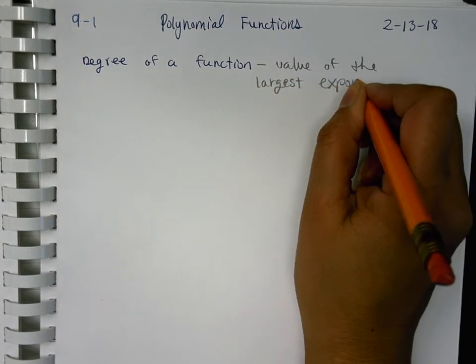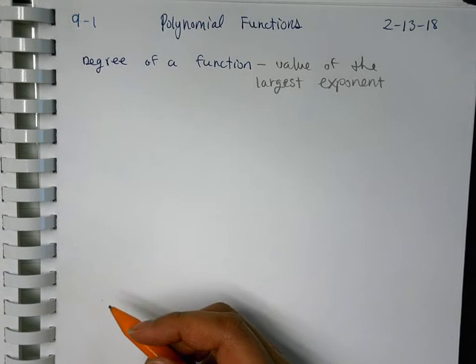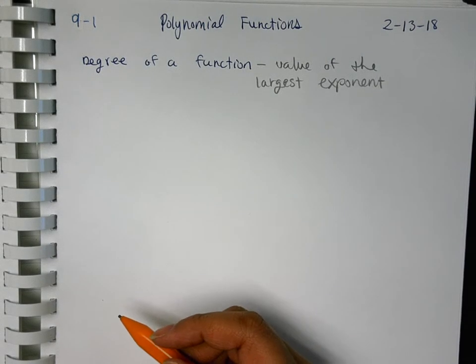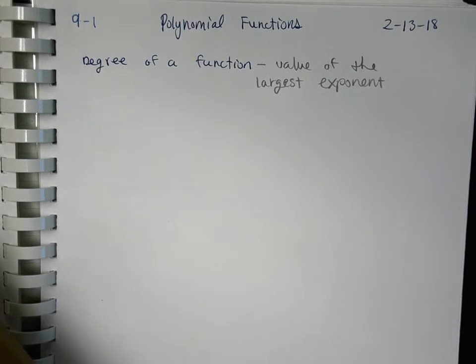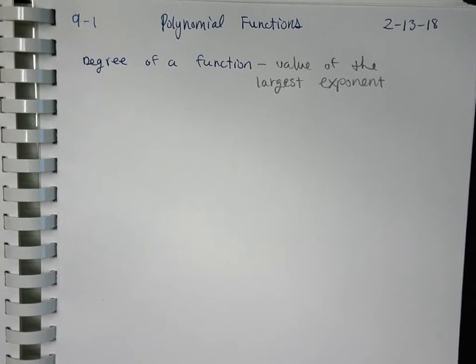So you mean like x squared plus x plus, yes, the degree would be 2. X cubed, and so on, yeah. All right, so value of the largest exponent. I wish I put that second in, so it just says exponent.